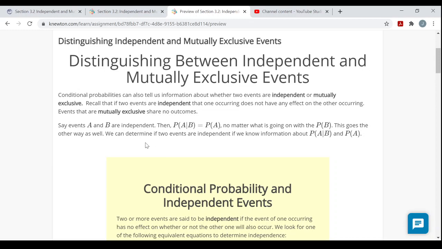And we'll get to some examples, obviously with some questions. All right, so we can determine if two events are independent if we know information about the conditional probability and the probability of the event itself that we're focusing on.